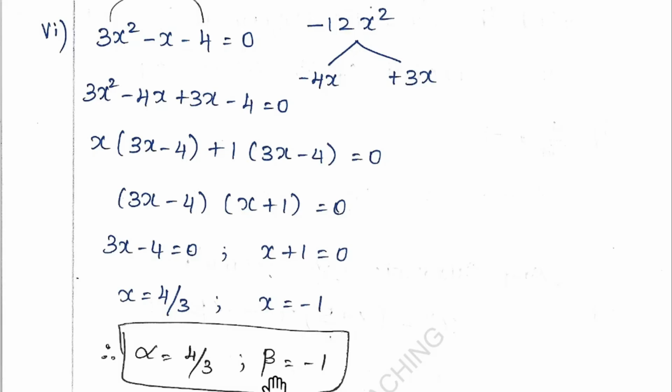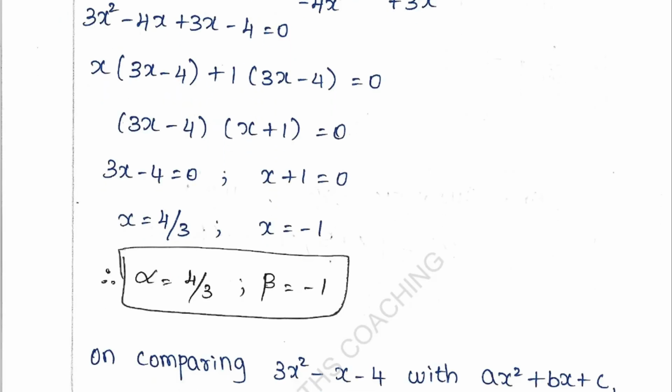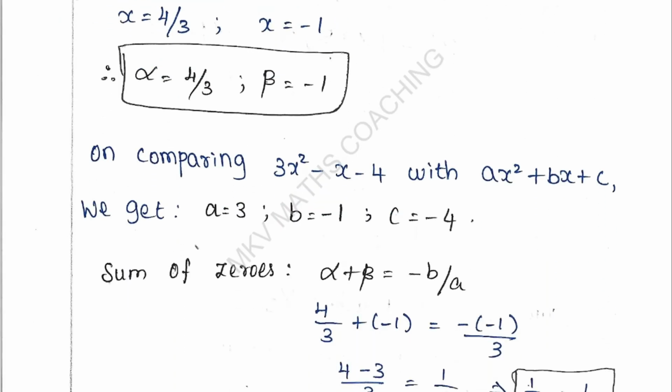What is the next step? The a, b, c values, right? Just pause the video, try for yourself, and then check out the answers, okay? A is 3, B is minus 1, C is minus 4. Use the formula of sum of zeros and product of zeros and find out whether all are equal or not. Just do it by yourself.